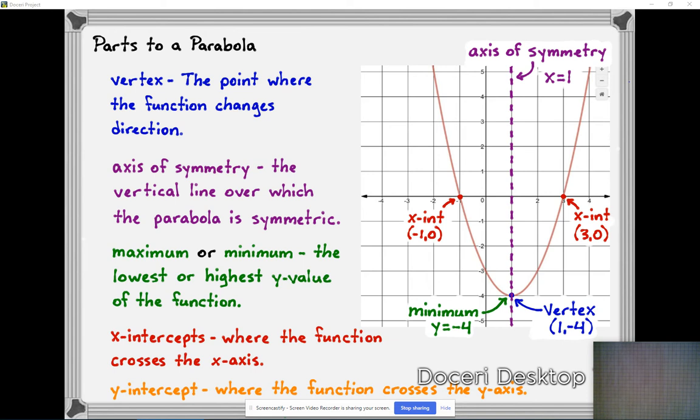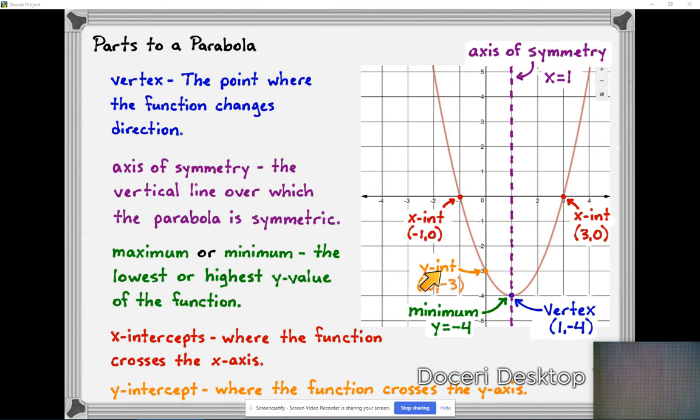Well, where does this function cross the y-axis? This is the y-axis. It crosses right here at this point. So that is my y-intercept. Well, what is that coordinate? That coordinate is 0, -3 because I didn't go over side to side. I only went down. So it's 0 and then I went down 3.